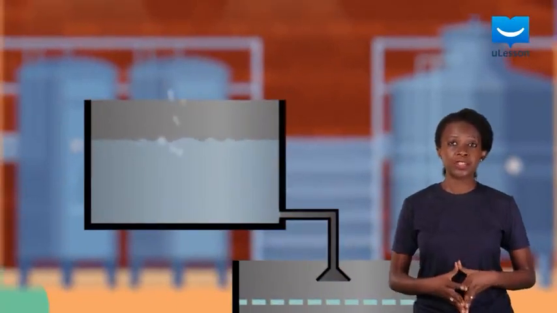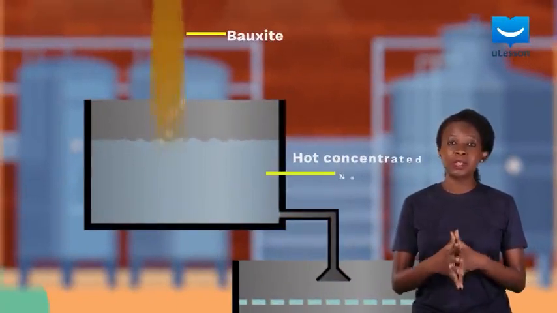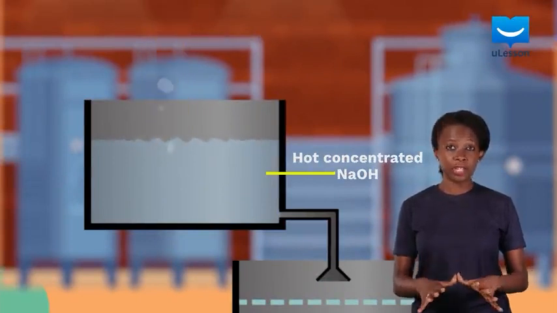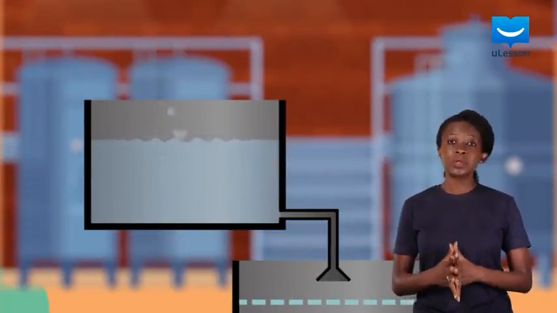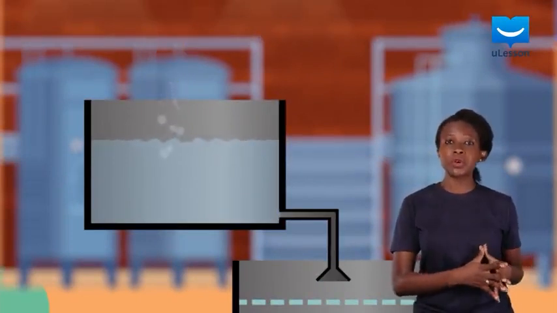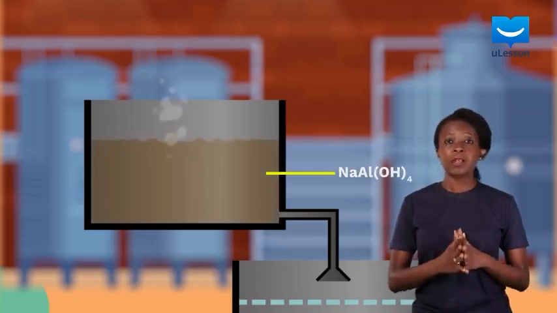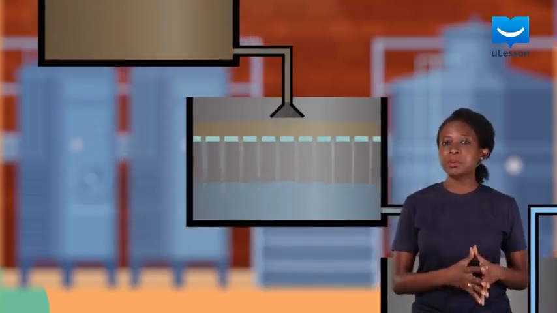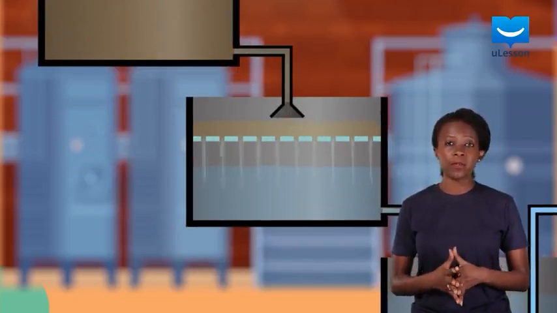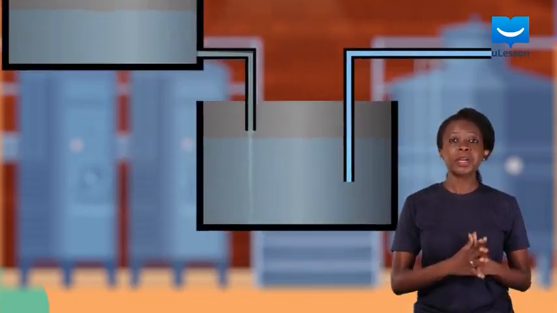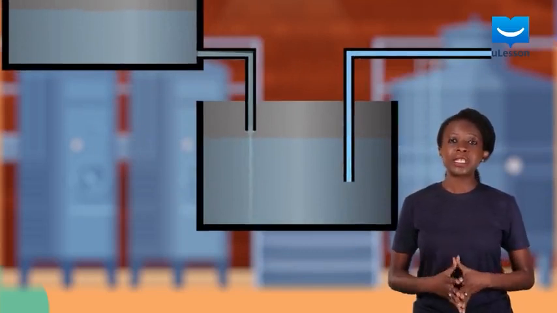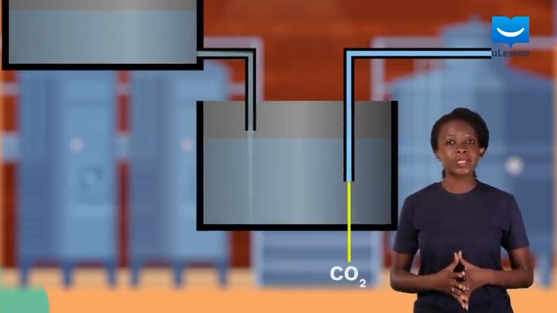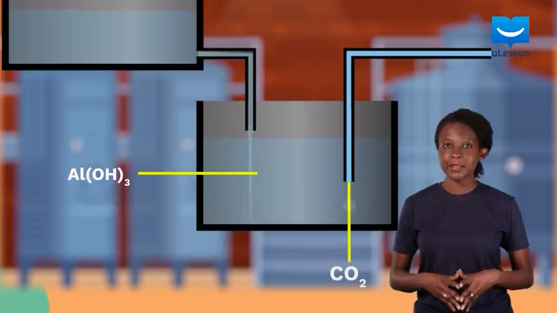In the ore purification stage, bauxite is dissolved in a hot concentrated sodium hydroxide solution under pressure. This dissolution leads to the formation of sodium aluminate(III). This process helps to remove impurities from the ore because the impurities in the ore do not dissolve and can be easily filtered off. The sodium aluminate(III) is then treated with carbon(IV) oxide to precipitate aluminium hydroxide.